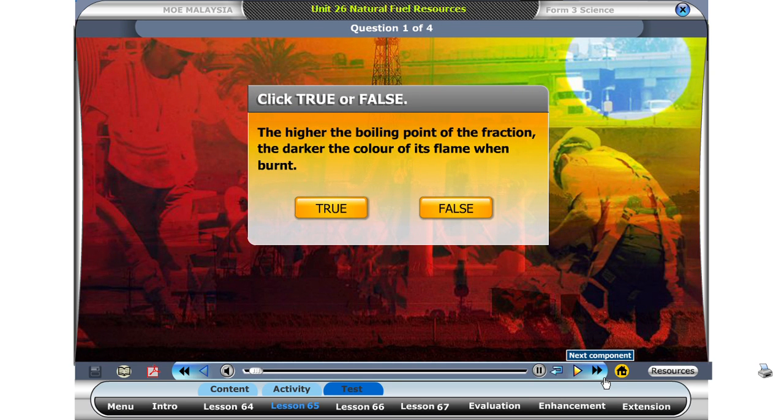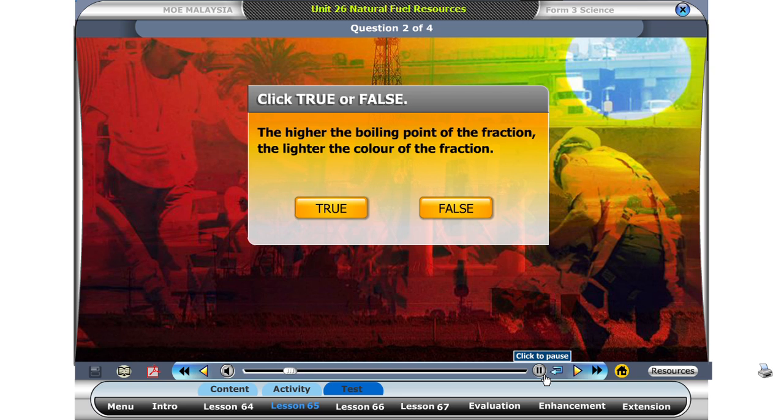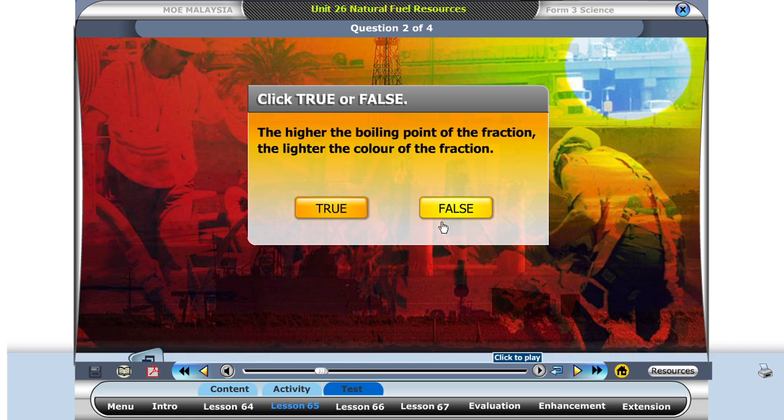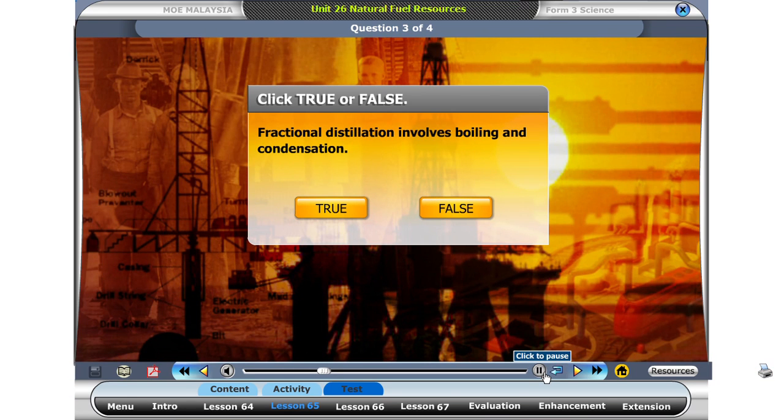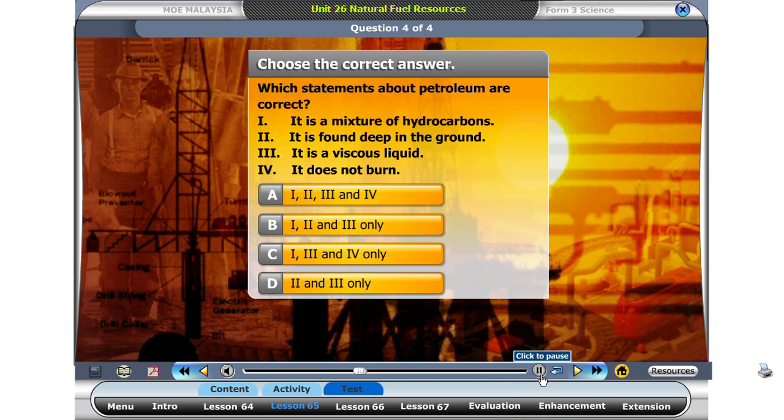The higher the boiling point of the fraction, the darker its color when burned. That is correct. The higher the boiling point of the fraction, the lighter the color of the fraction. That is correct. Fractional distillation involves boiling and condensation. That is correct. Which statements about petroleum are correct?